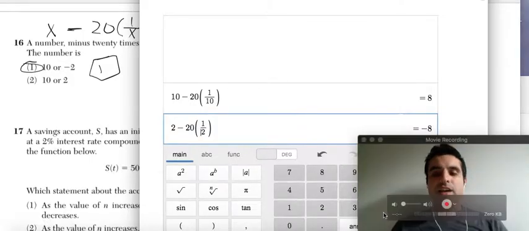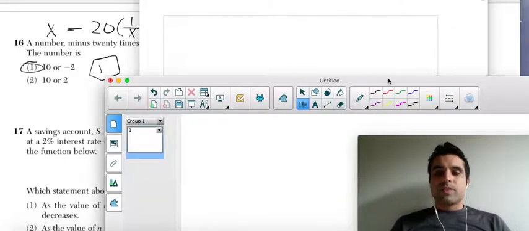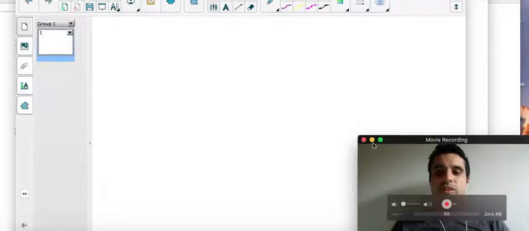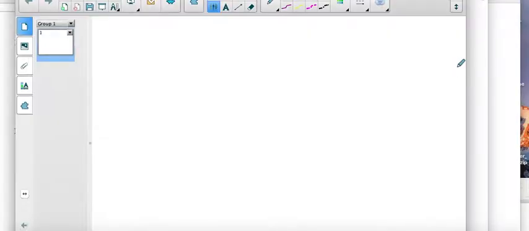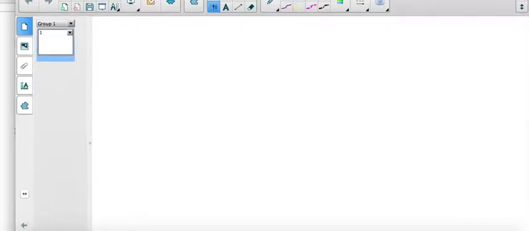Now, if you wanted to do that by hand, I'm going to show you how to do that now, okay? I'll go to the smartboard, and our original equation, I'm going to minimize me. I'm going to use as much of the screen as I can.